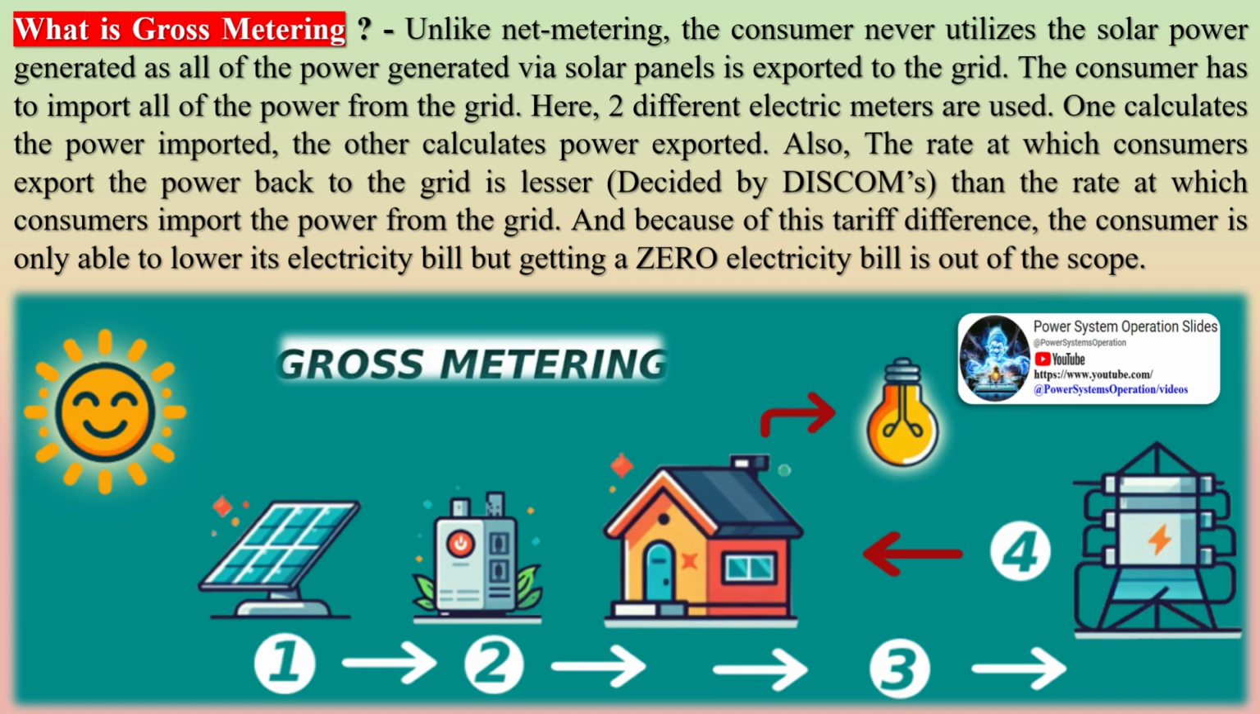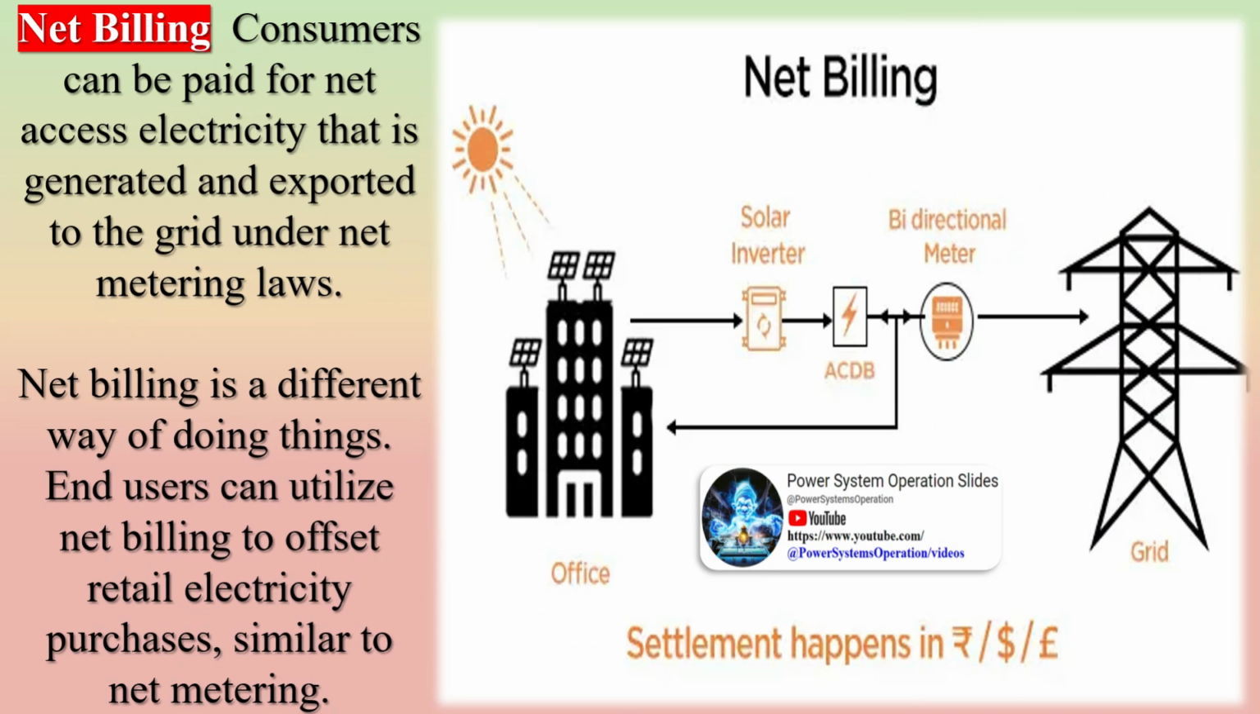What is gross metering? Unlike net metering, the consumer never utilizes the solar power generated, as all of the power generated via solar panels is exported to the grid. The consumer has to import all of the power from the grid. Here, 2 different electric meters are used. One calculates the power imported, the other calculates power exported. Also, the rate at which consumers export the power back to the grid, decided by DISCOMs, is lesser than the rate at which consumers import the power from the grid. Because of this tariff difference, the consumer is only able to lower their electricity bill, but getting a zero electricity bill is out of scope.